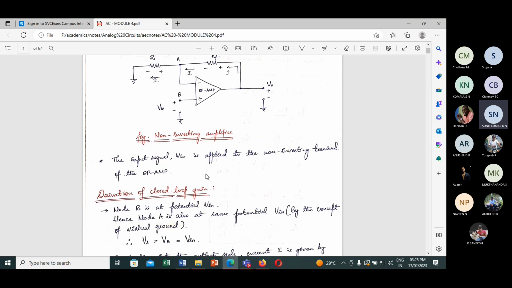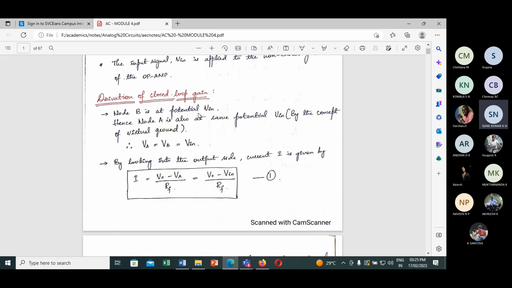So what is the closed loop gain of the operational amplifier for the non-inverting amplifier? We have to calculate it. You are already familiar with this from basic electronics. The non-inverting amplifier gain AF is given by V naught equals 1 plus RF by R1 times V in. That is the expression for negative feedback. So we'll see how we are going to calculate it.